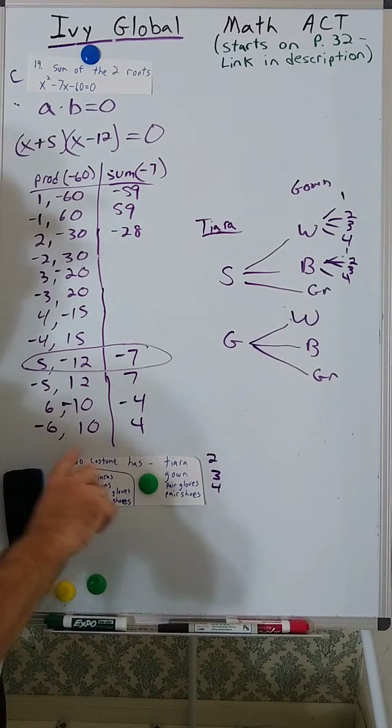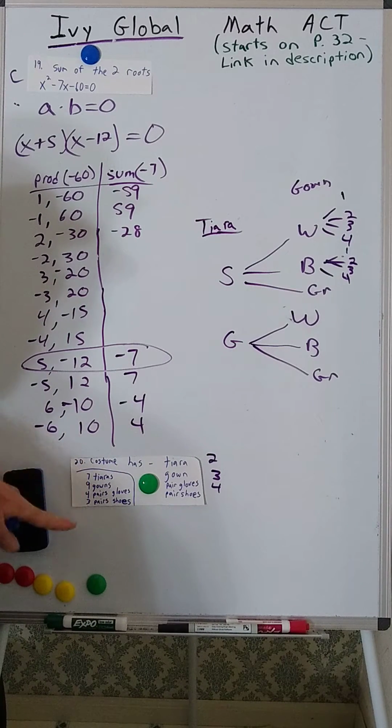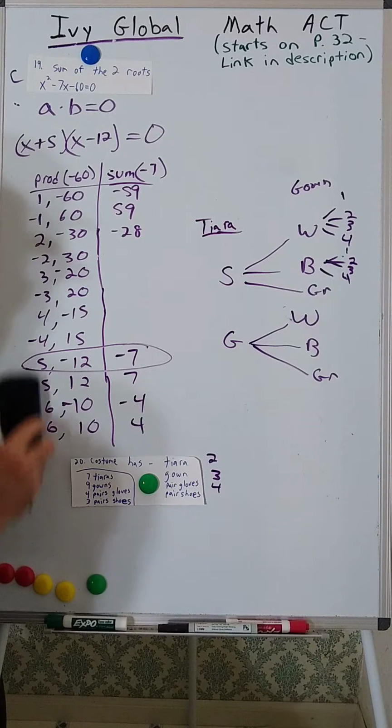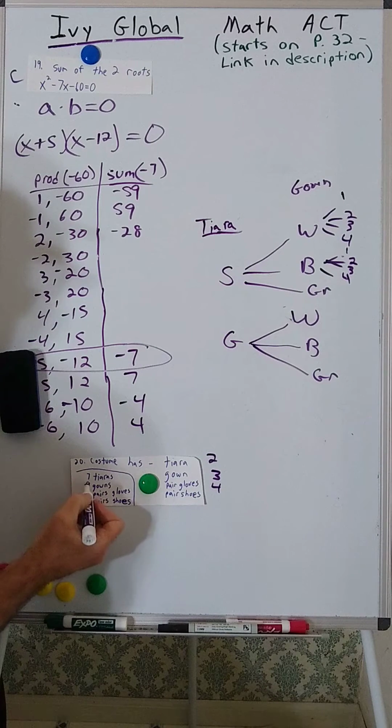So now I apply that to here in order to find out how many costumes she needs. We need to multiply the number of tiaras by the number of gowns, by the number of gloves, by the number of shoes. So let's do that. Let's do the 7 times 9. Multiplication can be done in any order. So we can do 7 times 9, that's 63.